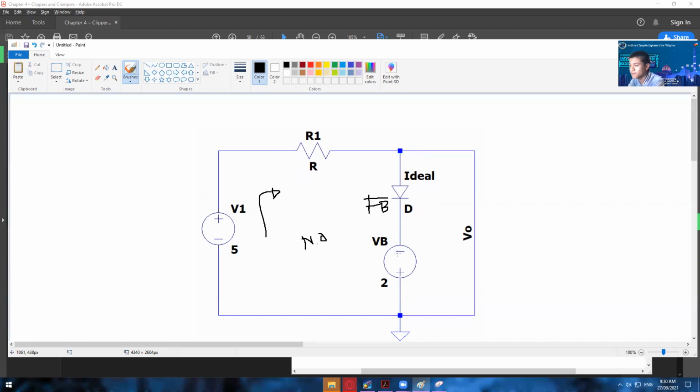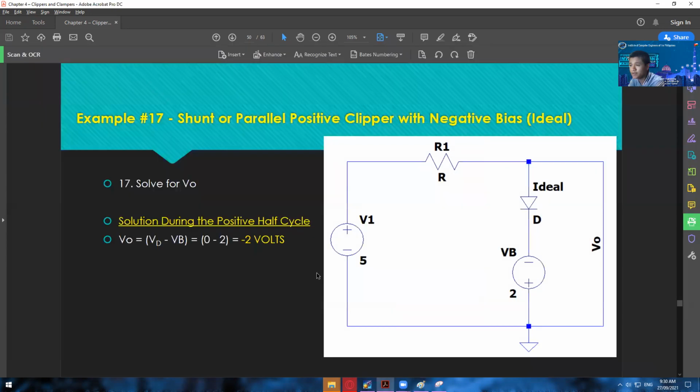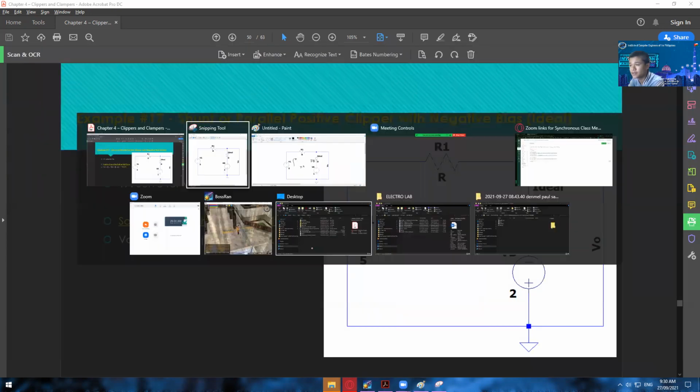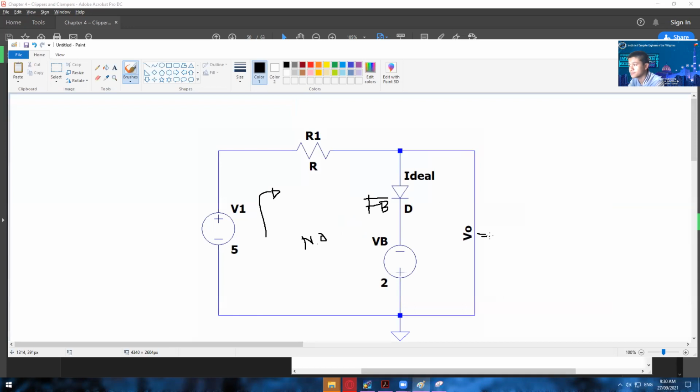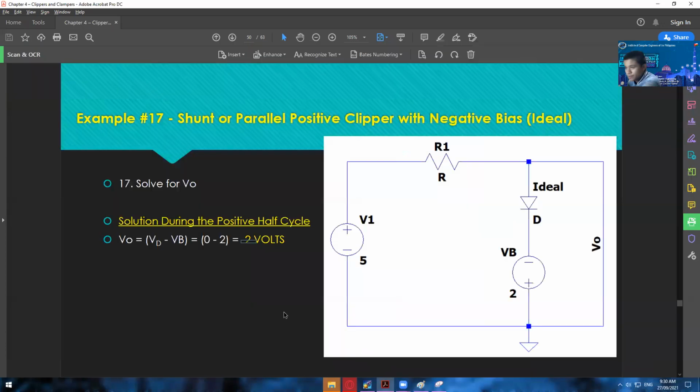But since we have this VB right here and then this diode right here, we're going to have a reading on this VO. So what is that? That is this 2 volts right here. And then since this one is ideal, it will stay as it is. So as a result, we have here a reading of negative 2 volts. Okay, so are we clear on how we got this negative 2 volts?